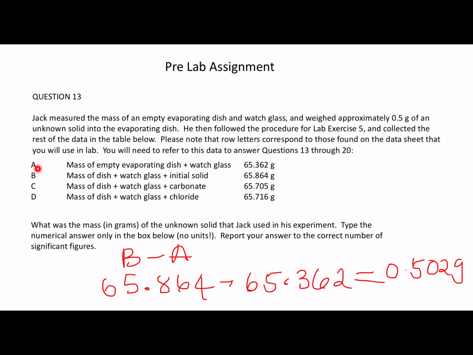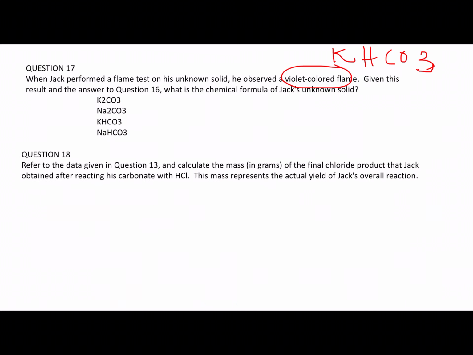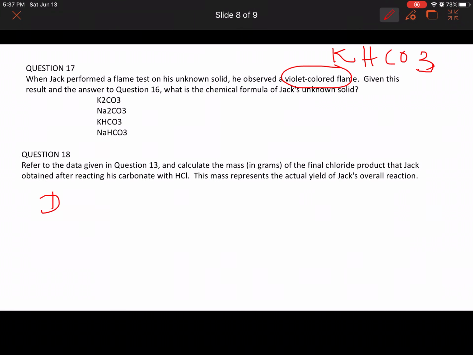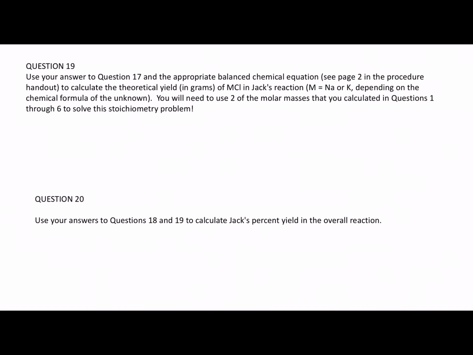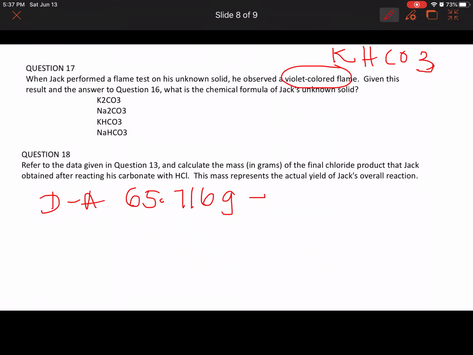That's going to be D minus A. So that D is going to be 65.716 grams minus the initial evaporating dish and the watch glass, 65.362. This will give us the mass of the final chloride. So in this case, since you started with the potassium, it would be a potassium chloride.